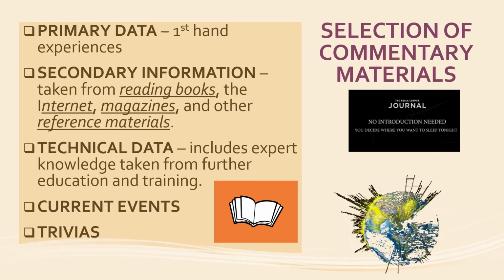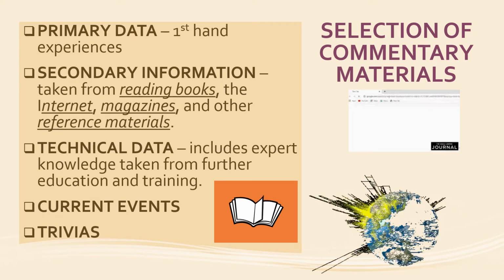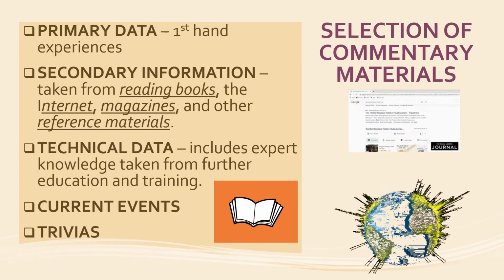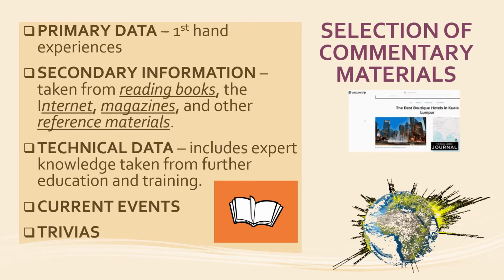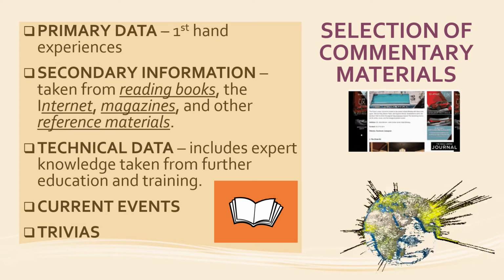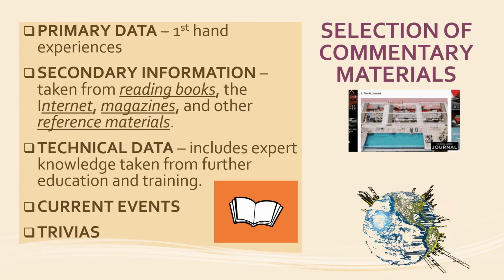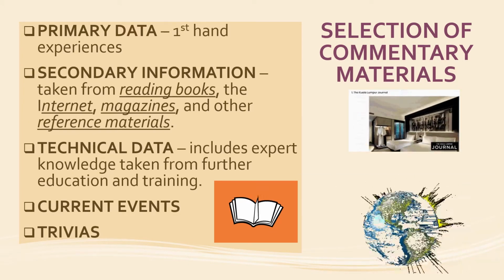Another is the secondary information. The secondary information is normally taken from reading books, the internet, the magazines, and other reference materials. At times, this information comes from those who experienced the event firsthand.